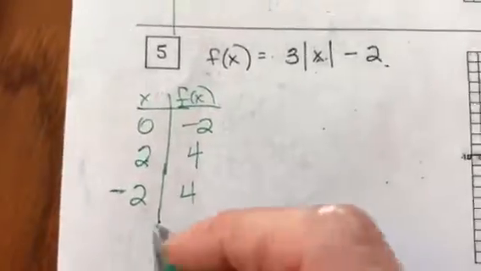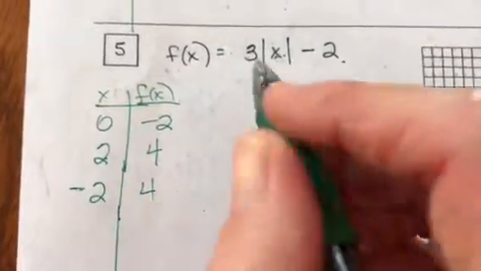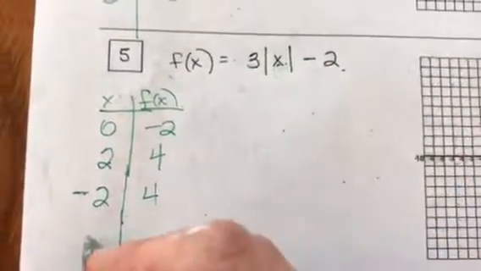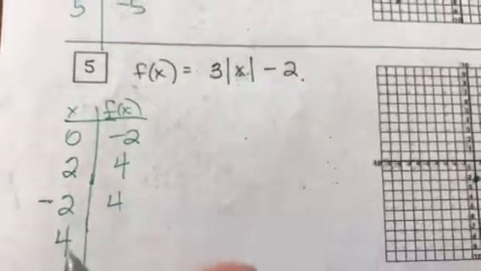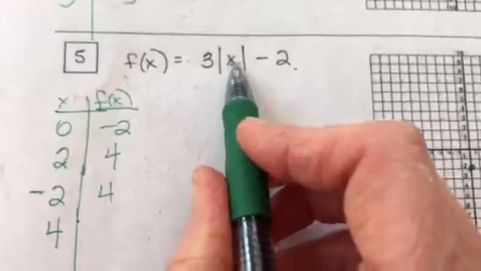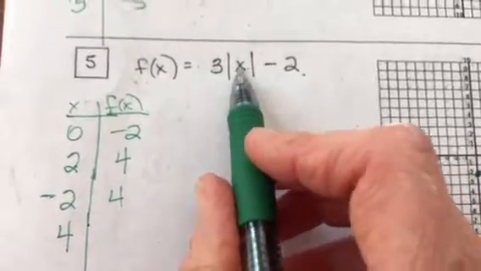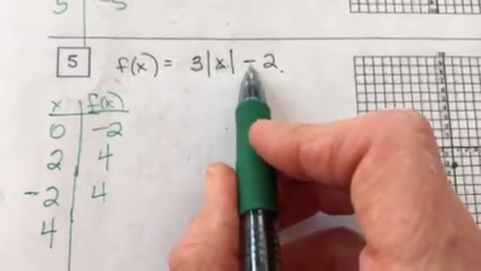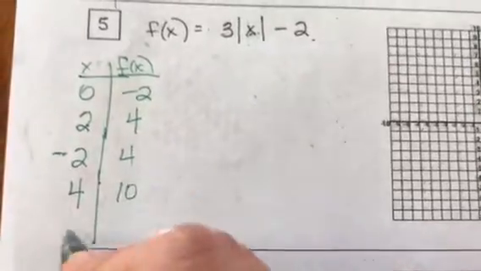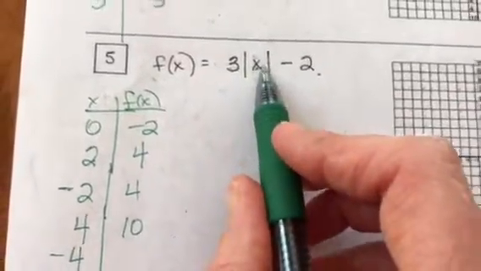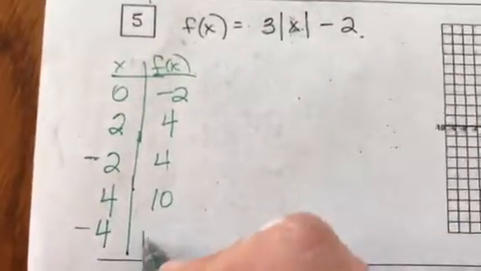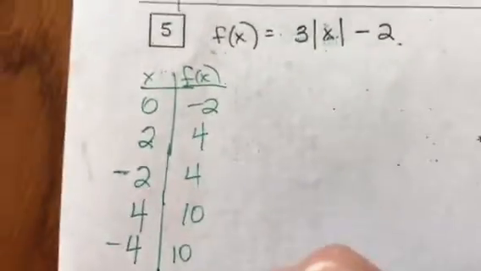Okay. What if I plug in a 3, I can see I'm going to get a 9. And I don't, okay, I can plug in a 4. Let's try a 4. If I plug in a 4, 4 times 3 is 12. 12 minus 2 is 10. So I can fit that on my graph with no problem. So I'm going to plug in a negative 4. That's still 4. 4 times 3 is 12. 12 minus 2 is 10. So that gives me plenty to graph.